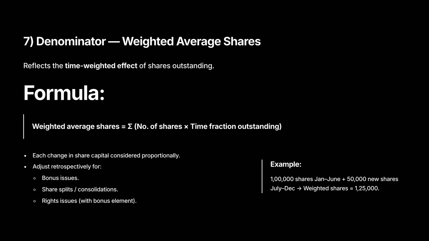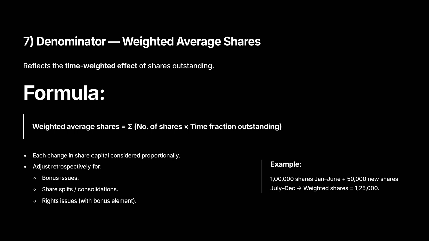7. Denominator, weighted average shares. The denominator reflects how long each share existed during the year. We multiply the number of shares by the time fraction for which they were outstanding. For instance, if 1 lakh shares existed for 6 months and 50,000 new shares were issued for the next 6 months, the weighted average number of shares becomes 1,25,000. Always adjust retrospectively for any bonus issue, share split, or consolidation.